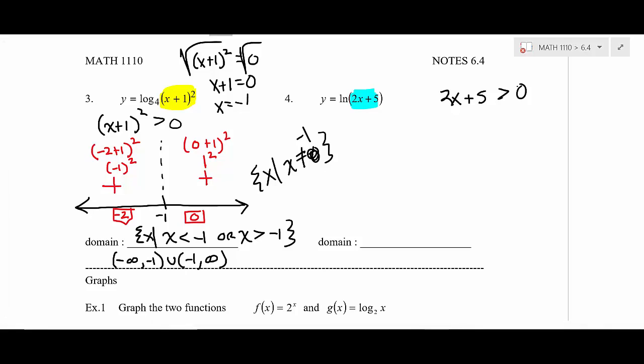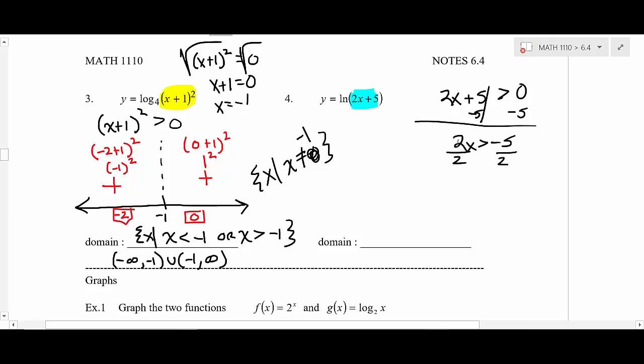Yeah, so you don't need a sign chart. You could make a sign chart if you want to, it's just unnecessary. So all I'm going to do with this is subtract 5 from both sides. That's going to give 2x greater than negative 5. Then if I divide by 2, I get x is greater than negative 5 over 2. So as long as x is bigger than that number, then you're going to have a graph.